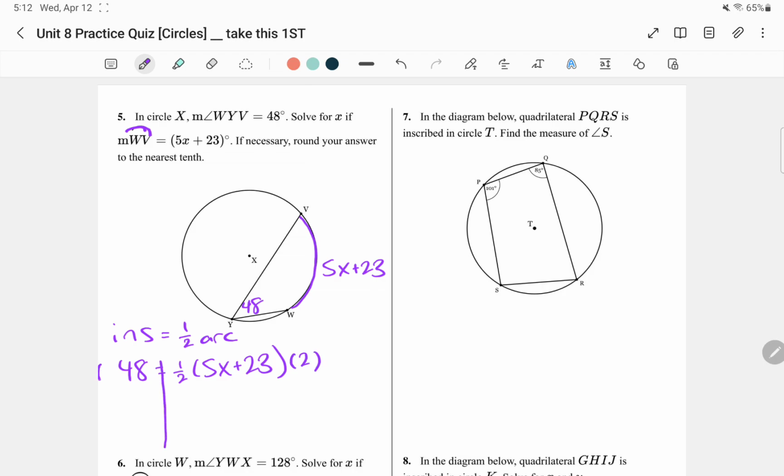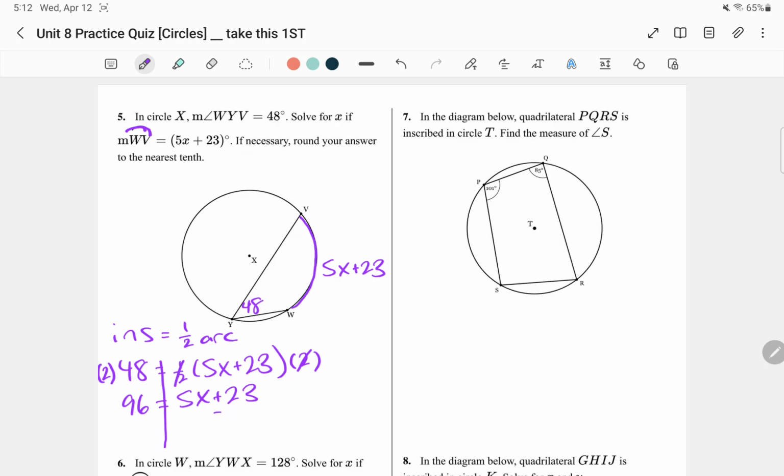Or we can divide by 1/2 or divide by 0.5 in your calculator. It's the same thing. Or you could distribute the 1/2. It's really up to you. I think multiplying by 2 is a little bit easier. So 48 times 2, we can use our calculator or we could just use our mental math, and we get 96. The 1/2 and the 2 cancel out, so we have 5x plus 23.